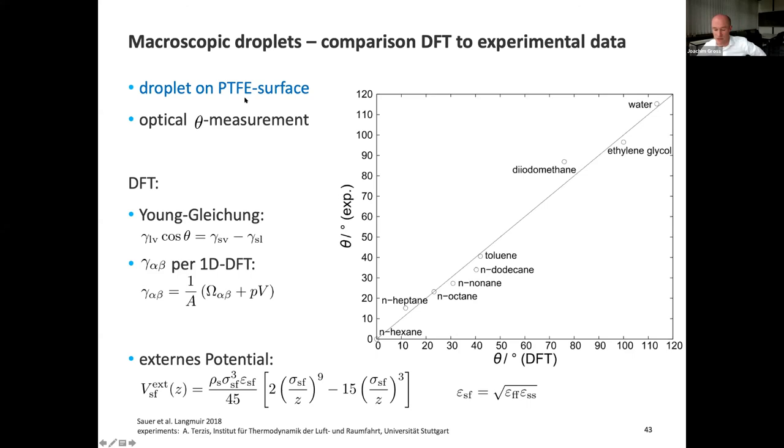The solid has to be parameterized, of course, and we did so for one component. This was octane. The solid is characterized by one epsilon parameter, the epsilon of the solid to the solid. And we then use Berthelot-Lorentz rules to predict other things.